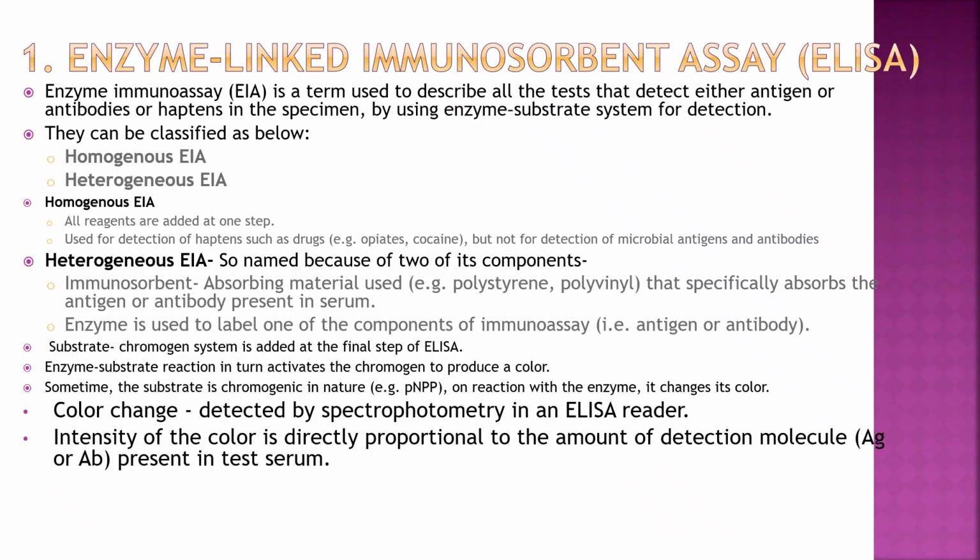Enzyme linked immunosorbent assay. There are two types, homogeneous and heterogeneous. In homogeneous, all reagents are added in one step and then used for detection of haptens like drugs. And heterogeneous, so named because of two components, immunosorbent and enzyme. And there is a substrate enzyme, the chromogen system added in the final step of ELISA.